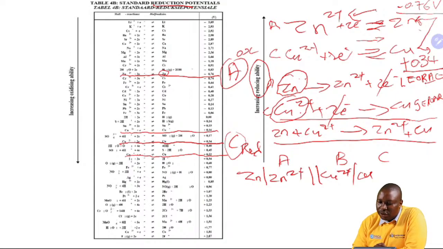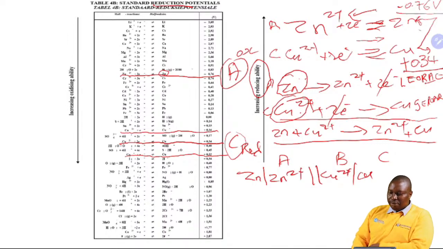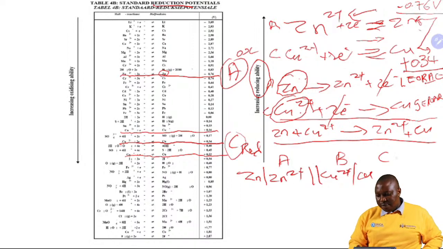We are strict on the charges. You can't say oxidizing agent is copper. It must be copper 2 plus. So you must take it for your half reactions. It's able to help you do that. So you are able to do what we refer to as the overall cell reaction.